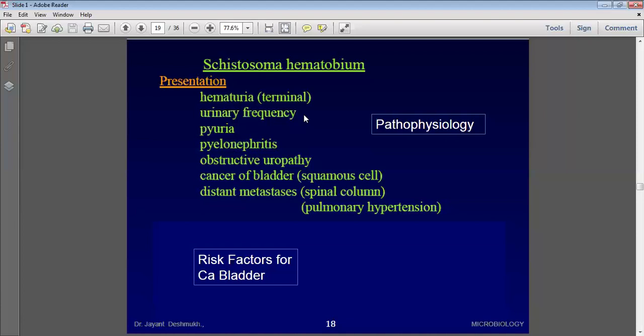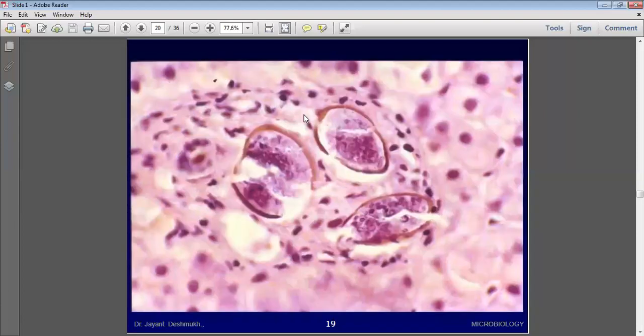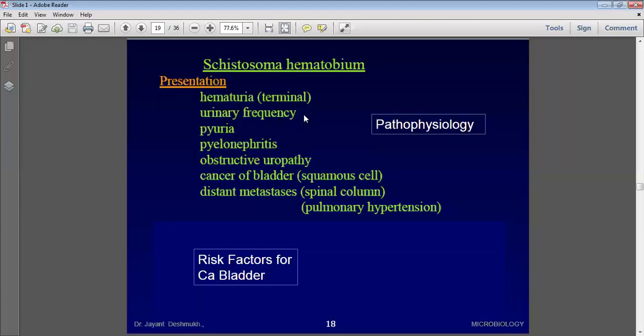Now this is acute schistosomiasis. Chronic schistosomiasis: here I am not actually differentiating the two slides, but you remember chronic schistosomiasis. There is obstructive uropathy, cancer of the bladder, and urogenital diseases. These are the three important lesions in chronic schistosomiasis after 3 to 6 months. Chronic schistosomiasis is due to the deposition of the egg. The eggs are deposited in the tissue.